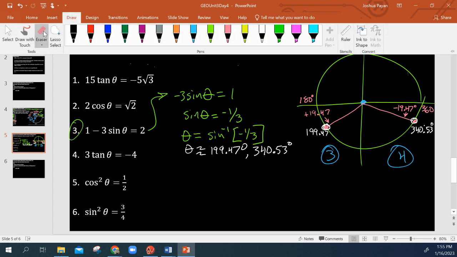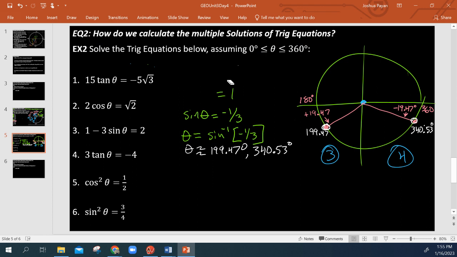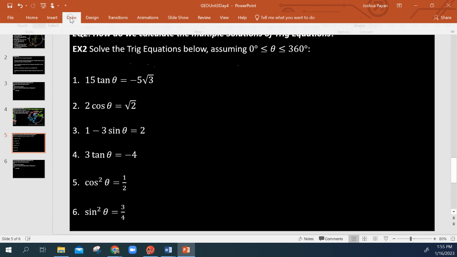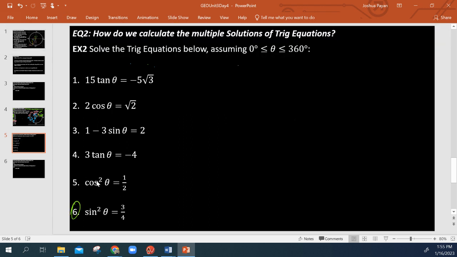Okay, so one last example, because I'm pretty sure I've gone over 10 minutes by now, and we'll be done with this video. And this is probably the most difficult example just because, well, we've got a square here. Okay, so I've got sine squared theta equals 3/4.